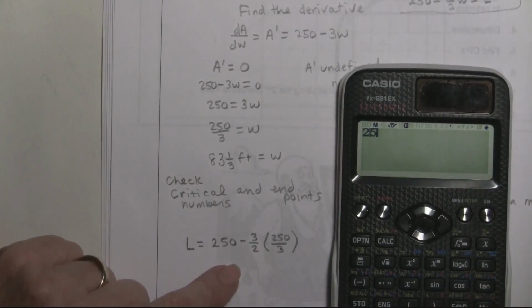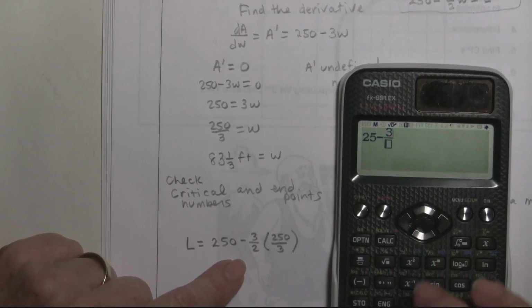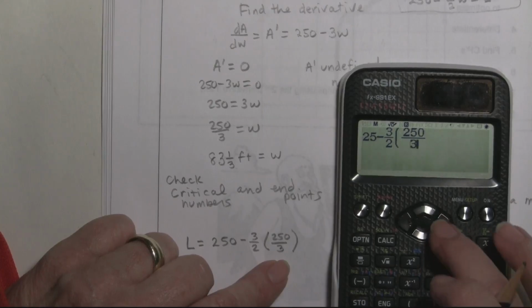So this is 250 minus 3/2. I might as well use my fraction key here. And then times, and then another fraction, 250 over 3.